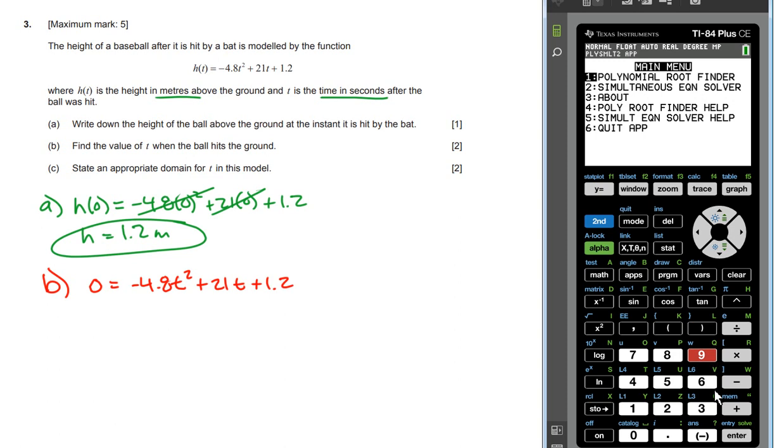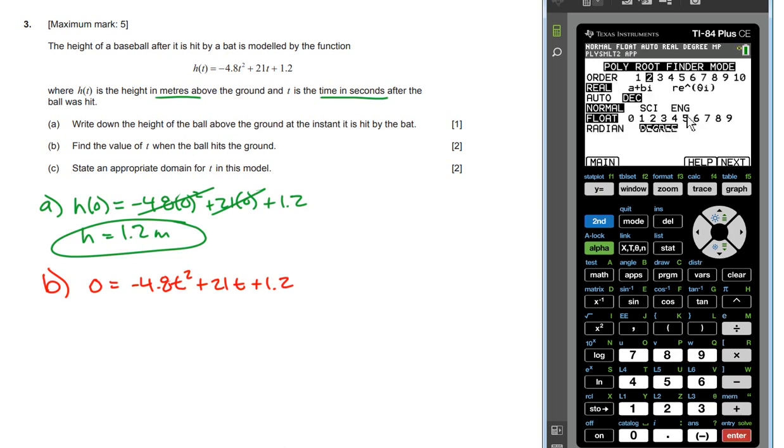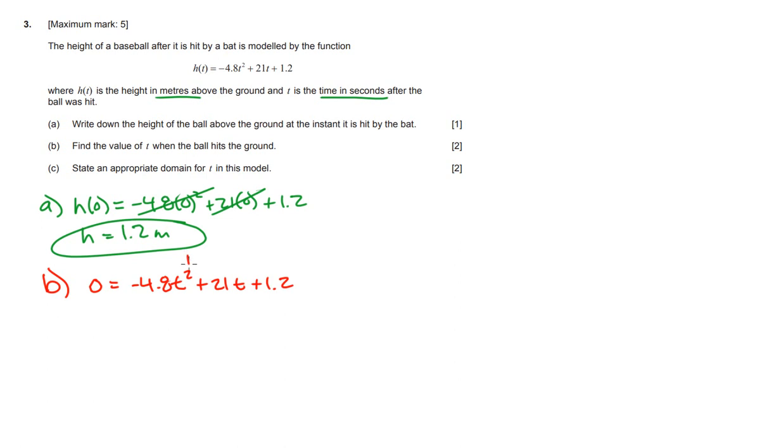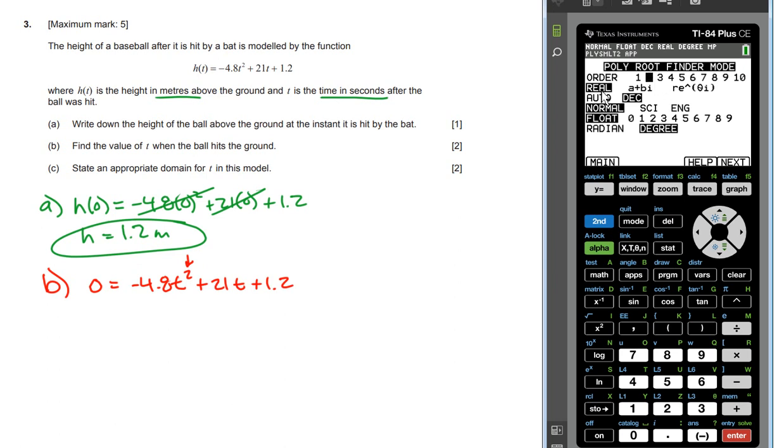But anyway, we want to do Polynomial Root Finder, so we're going to push Enter. And then it says Polynomial Root Finder Mode Order. That is going to be the highest power that we have in here. So the order on this one would be 2. And then we want real answers. It says auto or decimal. Let's just leave it as a decimal, normal, float. All the rest of this stuff should be fine.